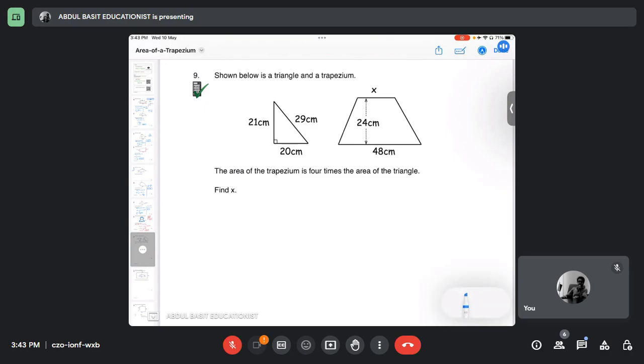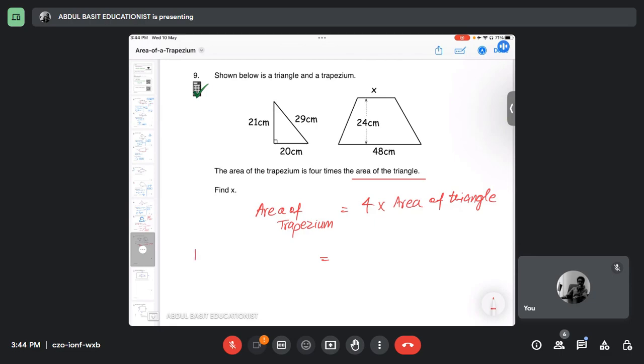Look at that. Shown below is a triangle and a trapezium. The area of the trapezium is 4 times the area of the triangle. So let's find the area of the triangle. That's easy for us. According to the question, area of trapezium is equal to 4 times the area of triangle. Is this clear? That is what the description means.